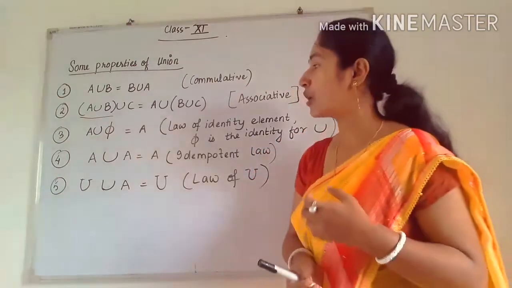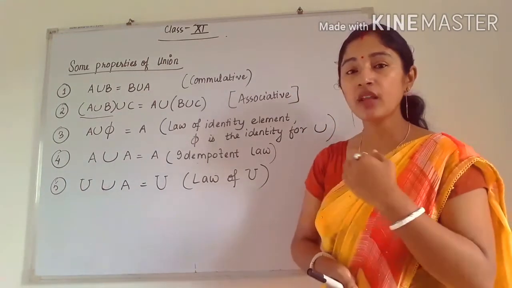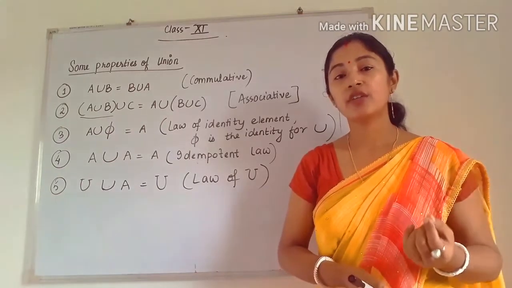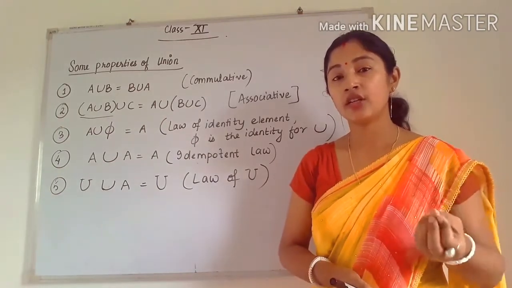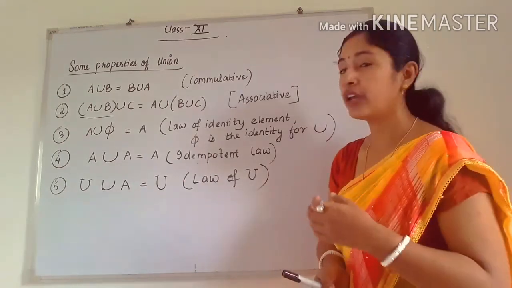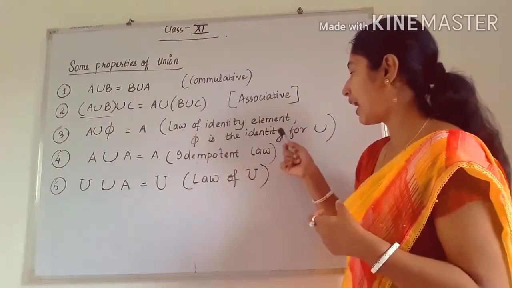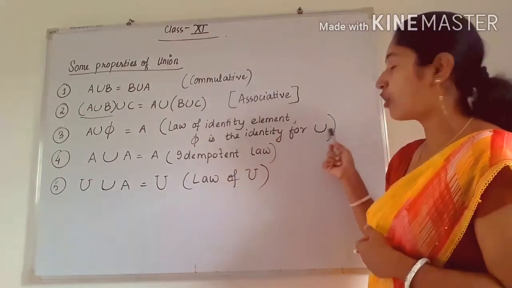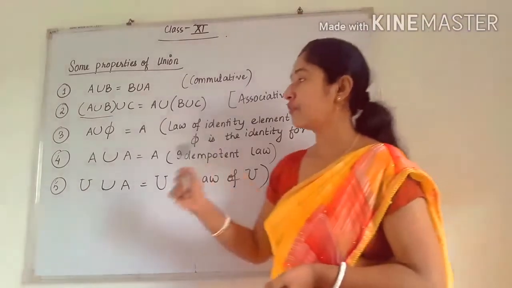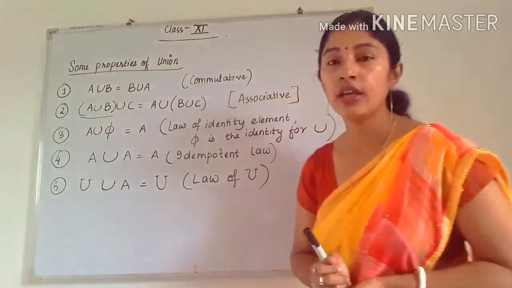So here also, what is the identity for union? Because here the operation is union. In primary section you studied additive identity in addition, but here we are doing union. So we have to write that phi is the identity for union, because when we do union with A, we again get A.